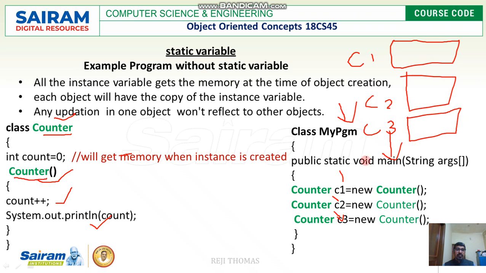So how many objects have I created? I've created 3 objects. And how much space will be allocated for this? For that, we should look at the class. For which class have we created the object? We have created objects for the class called Counter. In this class, we have a single variable, count, and its type is integer. So how many bytes will I get for my c1? That is 4 bytes. So let us write it here. For my second one, again, this is going to be 4 bytes.